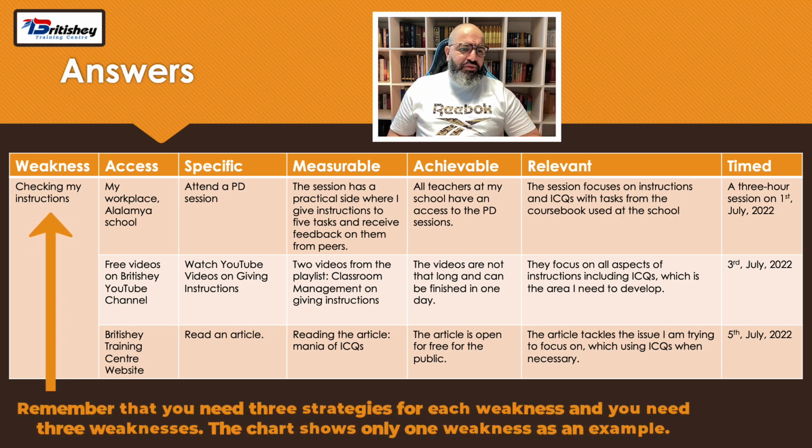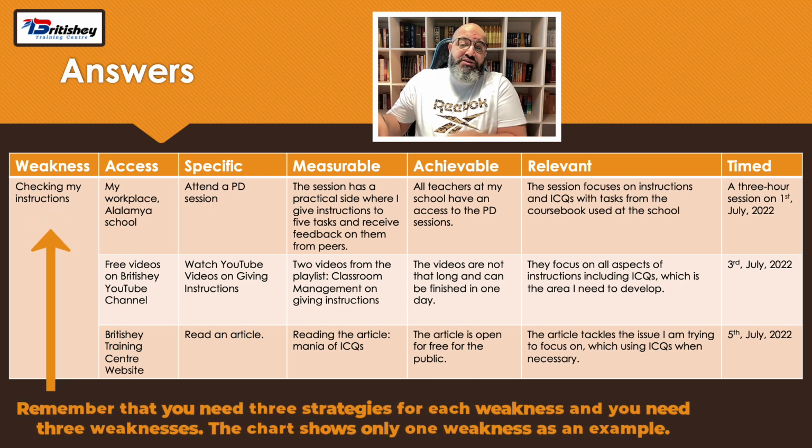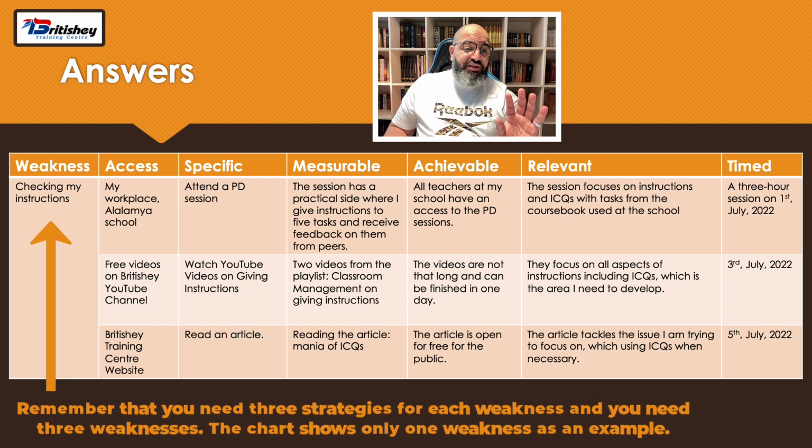So, weaknesses, I put there, checking my instructions. And then I put access. How would I access this? And what I mean by access, if for example, I am going to attend a workshop in a conference. How would I access this conference? How do I get the permission? So things like that. So I said here, my workplace. Al-Alamiya school, for example. Right? So I am going to attend this or I'm going to do this through my own school. My own school will support me.